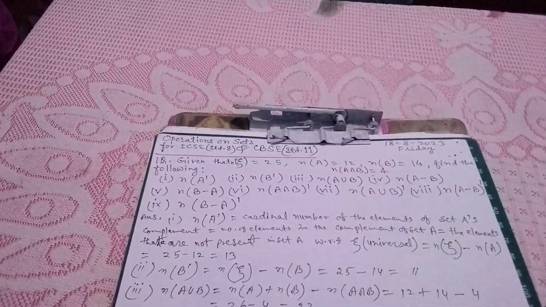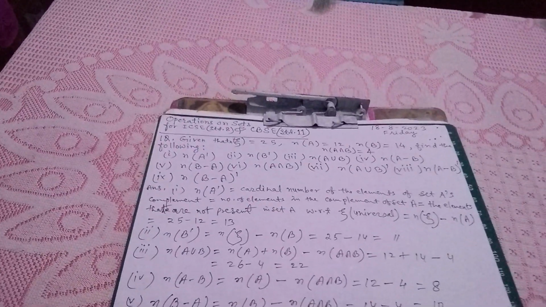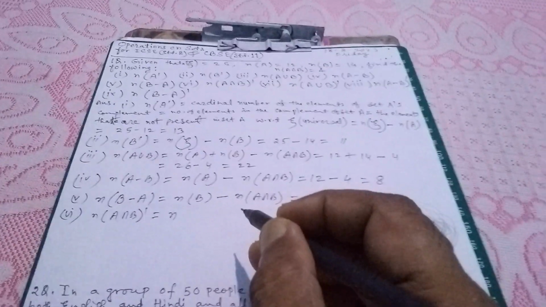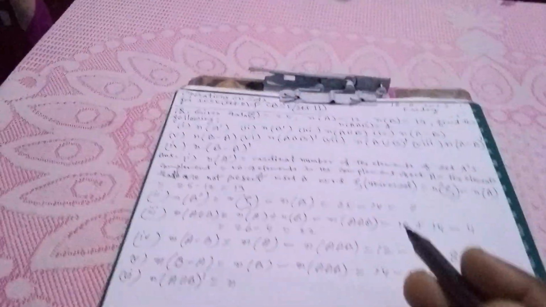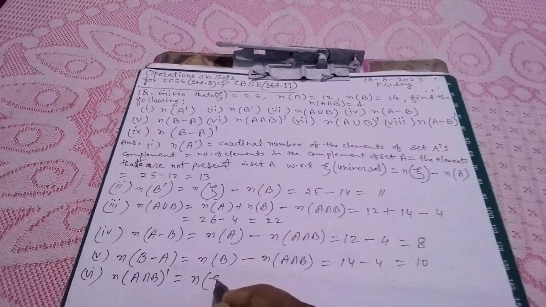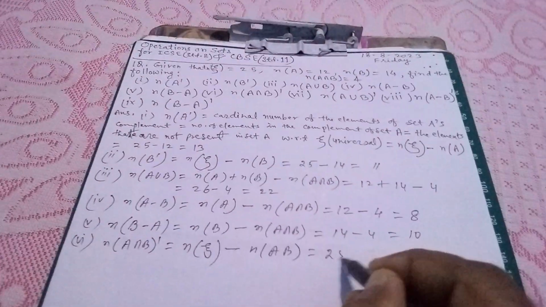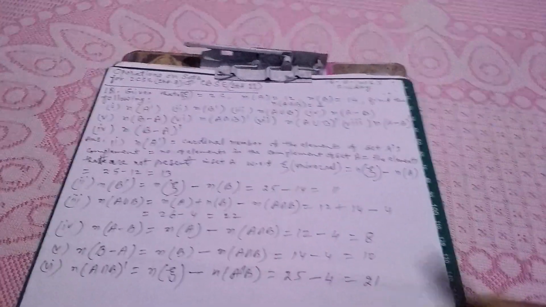Now sixth is the cardinal number of A intersection B's complement. Whenever we are finding the complement, we always have to keep in mind that it is with respect to the universal set, the superset. Here the universal set is represented as epsilon. So epsilon minus the cardinal number of A intersection B. Epsilon is 25, and A intersection B is 4. That equals 21.